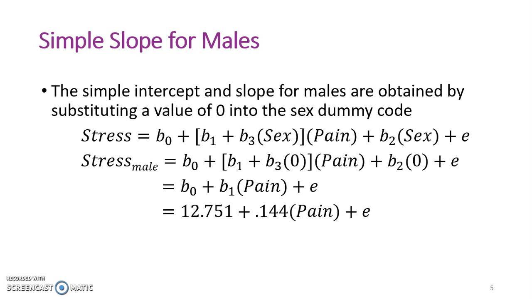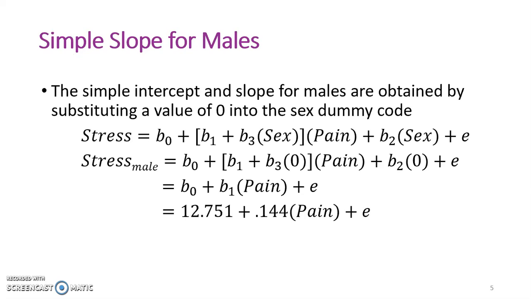So now we can look at the equations and talk about how to construct these simple slopes. So to get the simple intercept and slope for males, we substitute in a value of 0 into the sex dummy code where the sex dummy code appears in the equation. And the reason we do this is because we have males coded as 0.